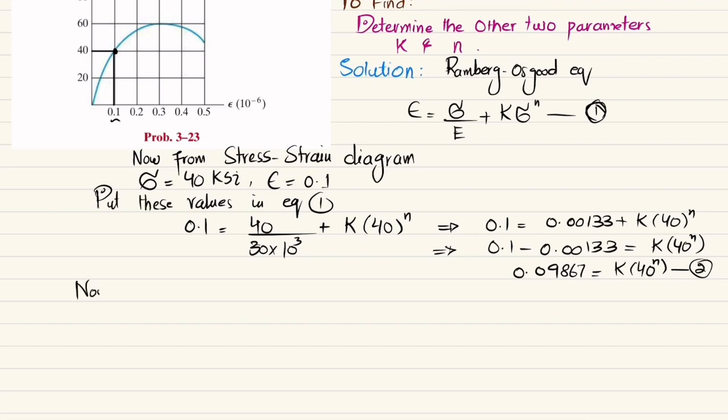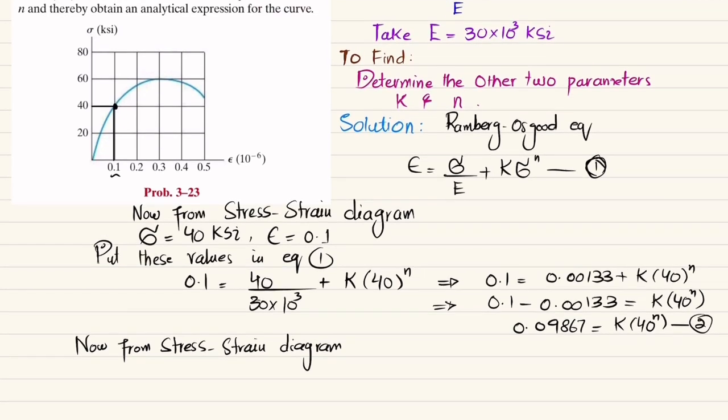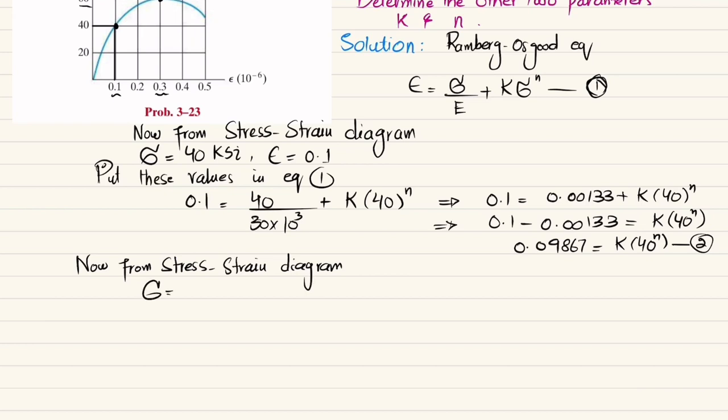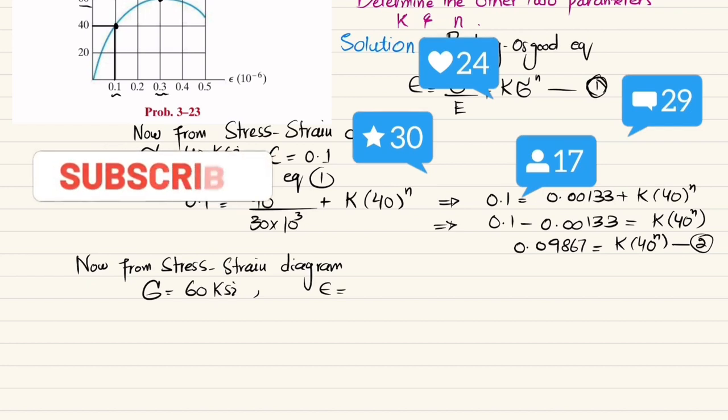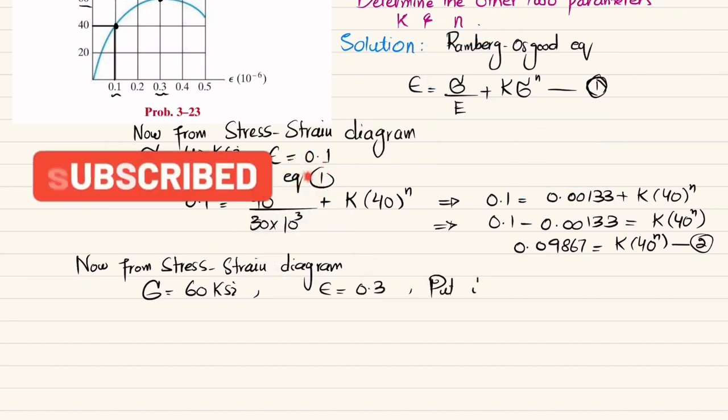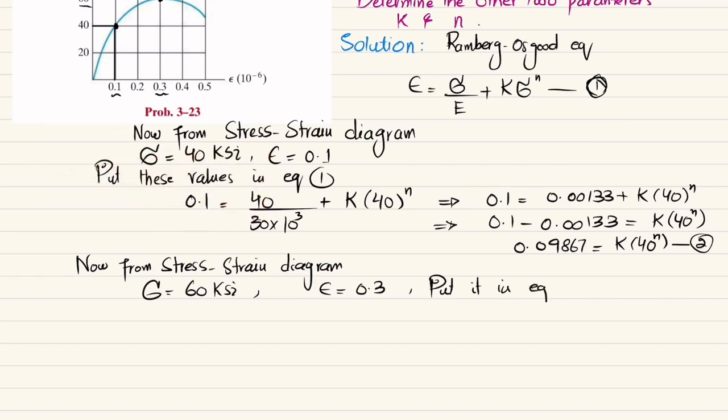Now again, from the stress strain diagram, we will choose another value of stress and strain. You can choose this point. You can choose any other one, but these are feasible. So stress is 60 ksi and strain is 0.3. So put it in equation 1 again.